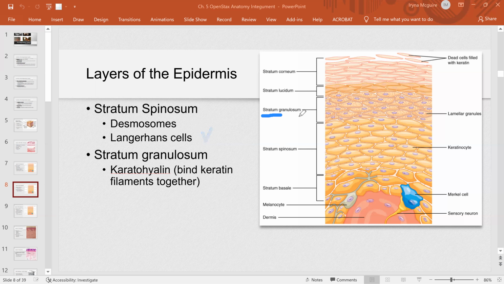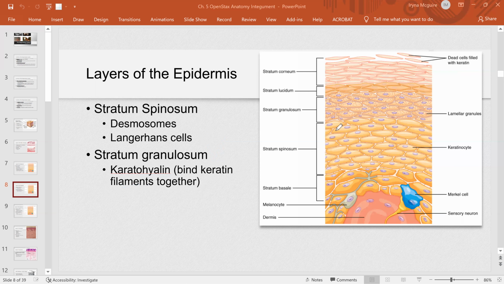Now, stratum granulosum. Actually, under the microscope, this is the easiest stratum to identify because you will see lots of granules inside keratinocytes. That's where the name came from, stratum granulosum. And the organic molecule over here is called keratohyalin. Keratohyalin is keratin filaments that are attached to each other. So hyalin is a molecule that binds keratin filaments, which are proteins, together.